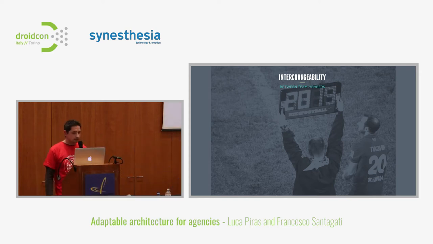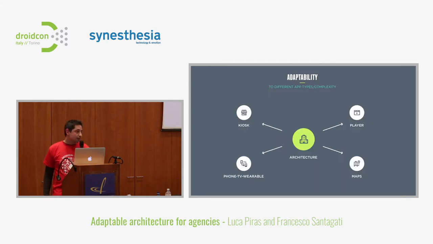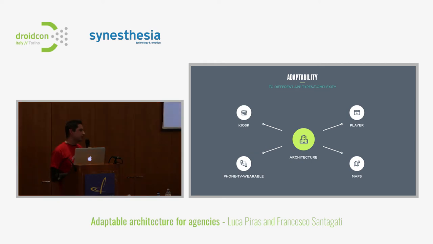Then we decided that our architecture must be adaptable to all the apps we make and all the different projects that we make. This means the architecture must be adaptable to different apps with different purposes. For example, here we have a player app, kiosk app, phone, TV, wearable, et cetera. And we want a unique architecture that should be able to handle all these different types of apps.